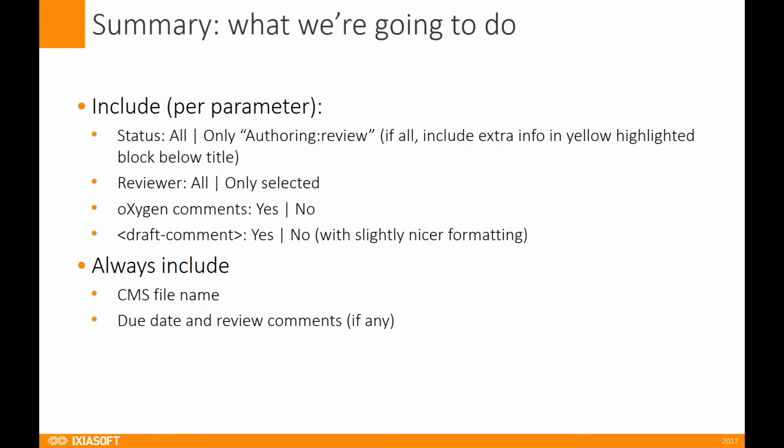All right, so what we're going to do with this plugin is include in our output PDF, per parameter, either topics at all statuses or only topics at authoring review status. Topics for all the assigned reviewers or only the reviewer that you pick. Whether or not we are going to include Oxygen comments, and yes or no for draft comments. And then we're always going to include the CMS file name, and we're always going to include the due date and the review comments if present.